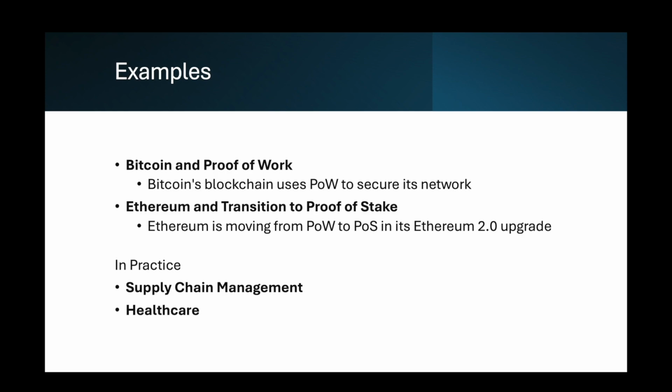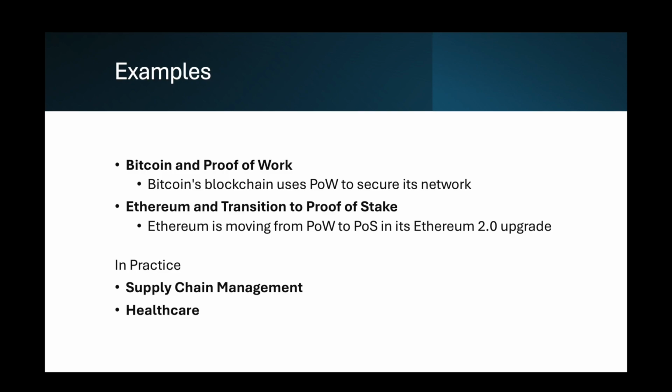Examples: Bitcoin and proof of work. Bitcoin's blockchain uses POW to secure its network, where miners solve cryptographic puzzles to validate transactions and create new blocks. Ethereum in transition to proof of stake. Ethereum is moving from POW to POS in its Ethereum 2.0 upgrade, aiming to become more energy efficient and scalable.